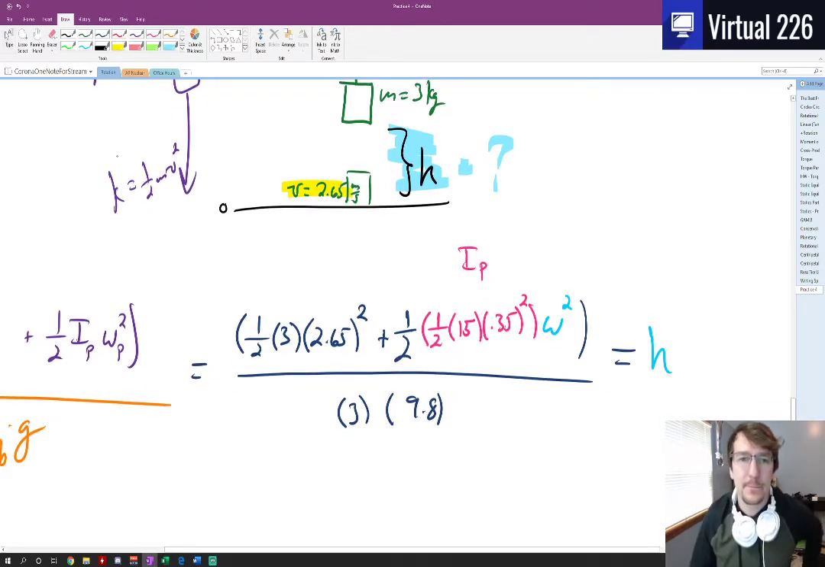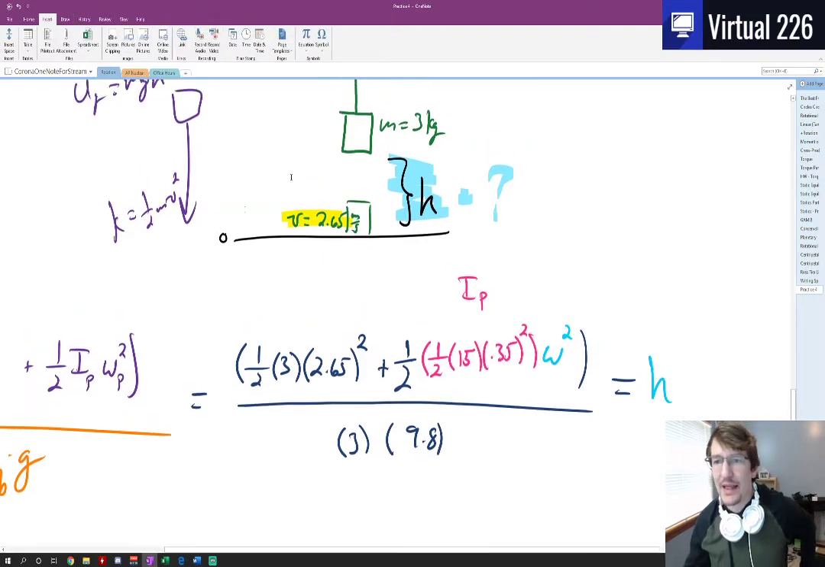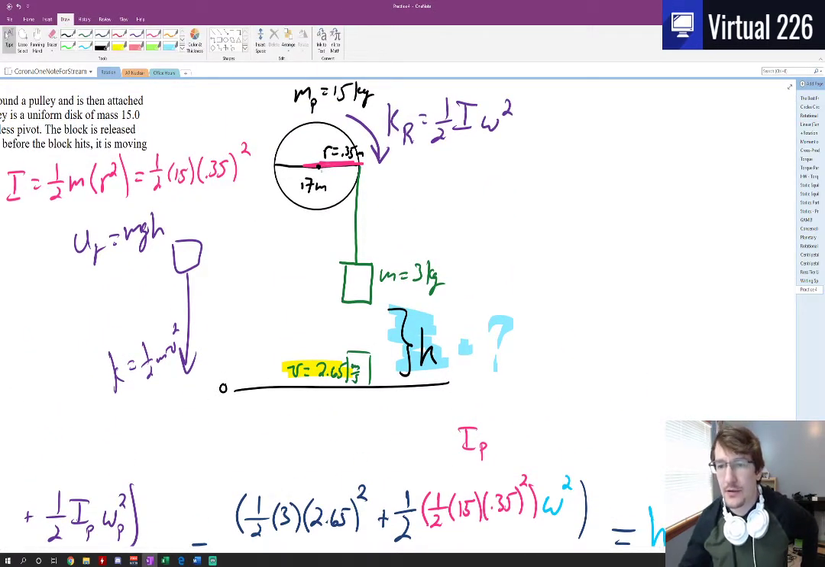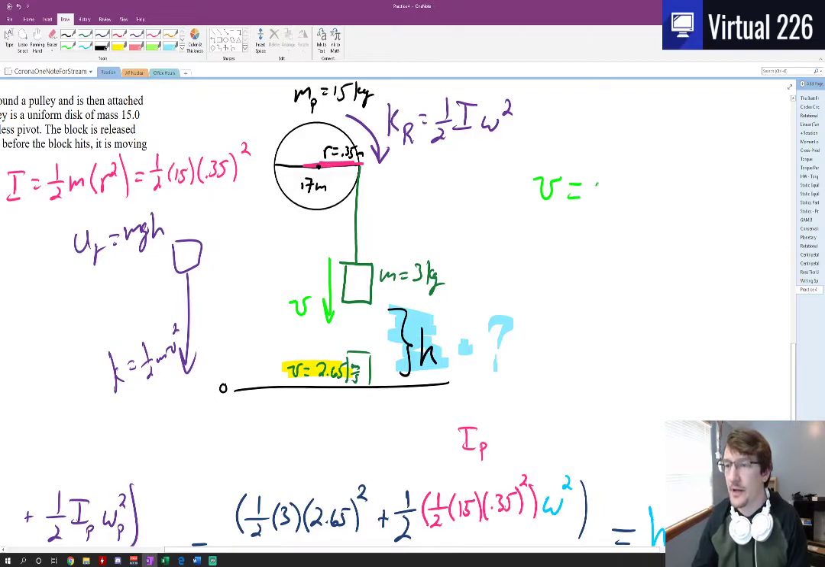So here's what we do. I know that as this block is falling, it has a linear velocity v as it begins to fall. That is pulling on this pulley here, and it's causing the pulley to rotate. And what I know is that a linear velocity is related to an angular velocity by the angular velocity multiplied by the radius of whatever we're rotating here, in this case the pulley. So we can say then that omega is just v over r.